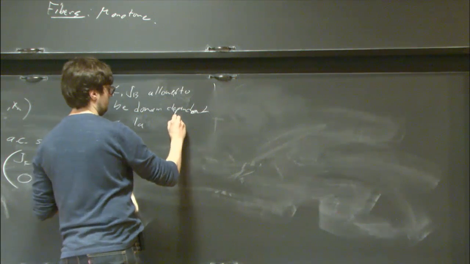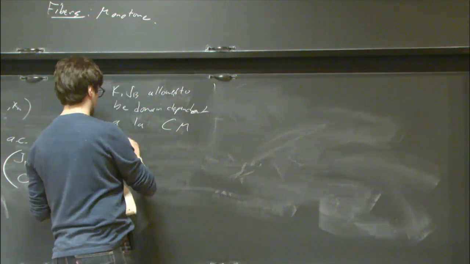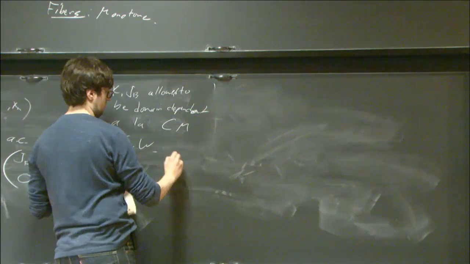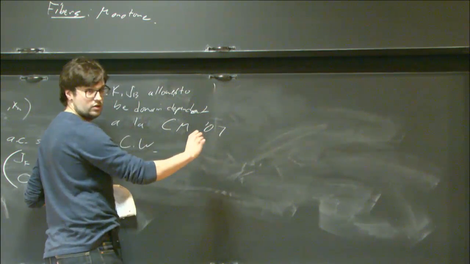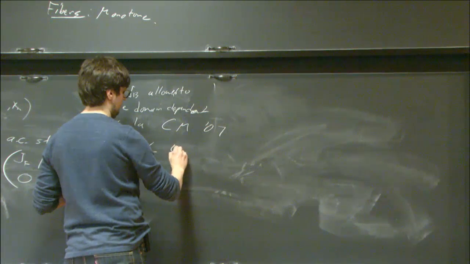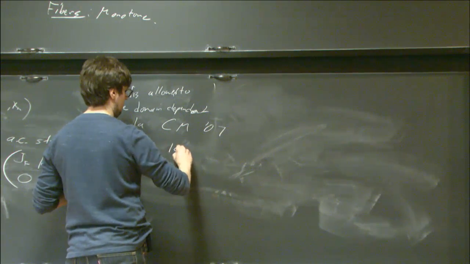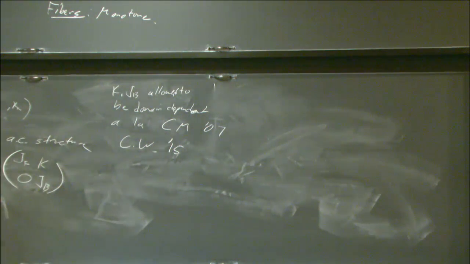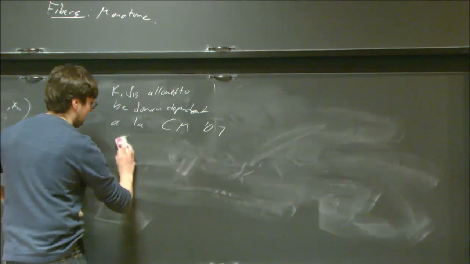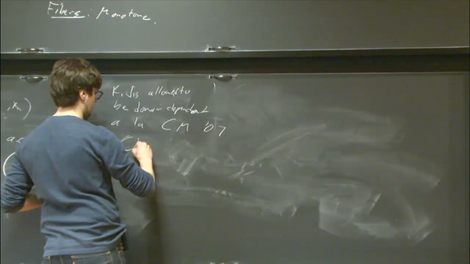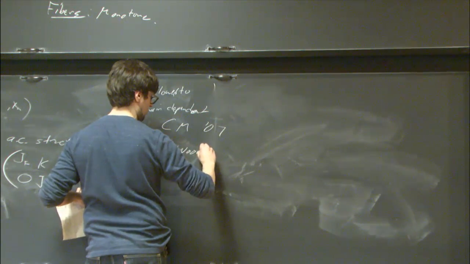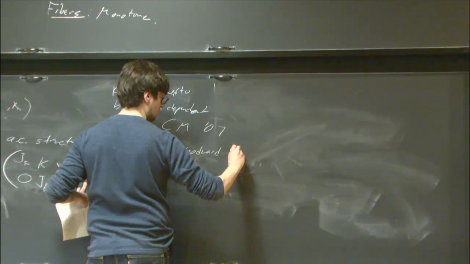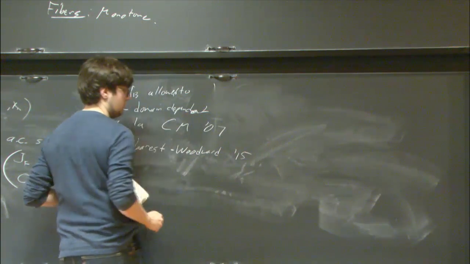So a la Cieliebak-Mohnke and then Charest-Woodward. So this is 07, I think, right? Yeah. 14, 15. So Charest, Woodward, I think it's 15.